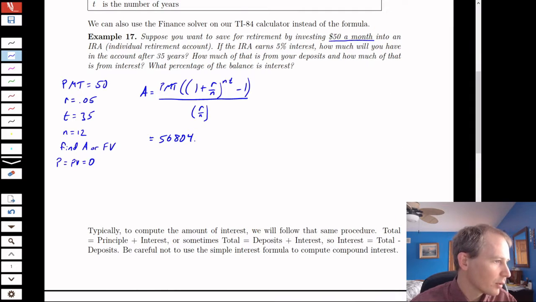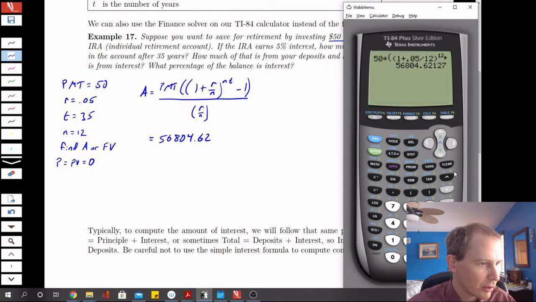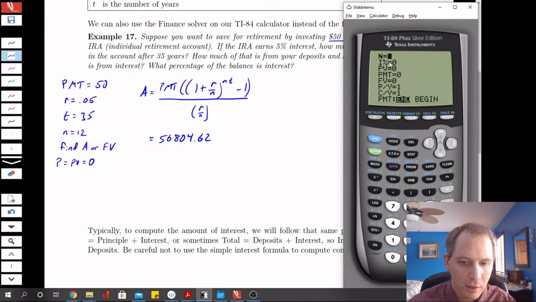Almost remembered it all. 62 cents, there we go. Okay, if we use the finance app on our calculator instead, remember the capital N is little n times t, so we want 12 times 35. That's the total number of deposits we make. The I percent, we leave it as a percent, so enter 5%, not 0.05.